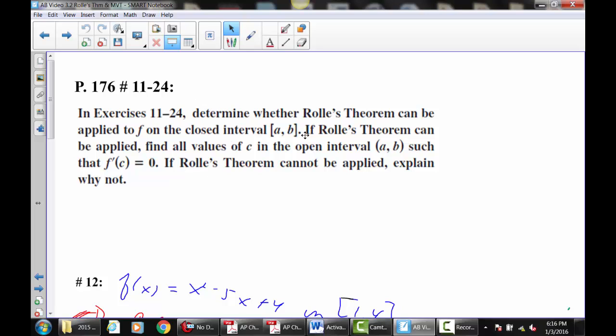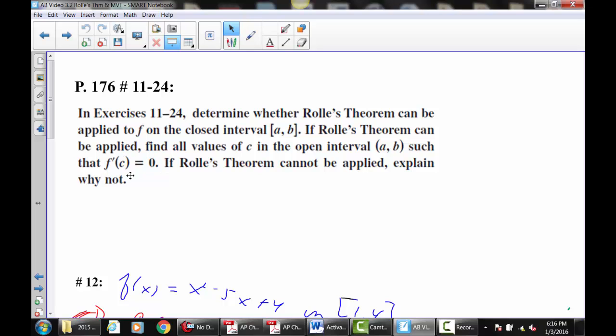So here's numbers 11 through 24. Determine whether Rolle's theorem can be applied to the function f on the given closed interval from a to b. So remember, that's the three things. Is the function continuous on the closed interval? Is the function differentiable on the open interval, i.e., is the derivative of the function continuous on the open interval? And thirdly, does f of a equal f of b? If Rolle's theorem can be applied, find all the values of c in that open interval from a to b.